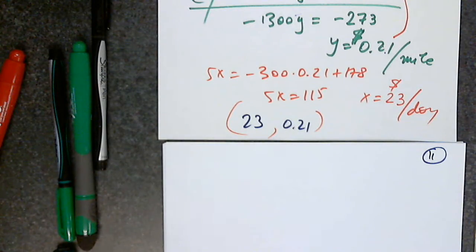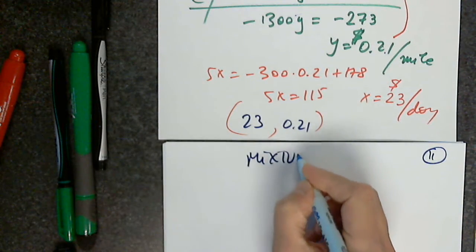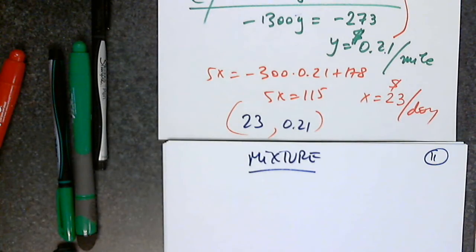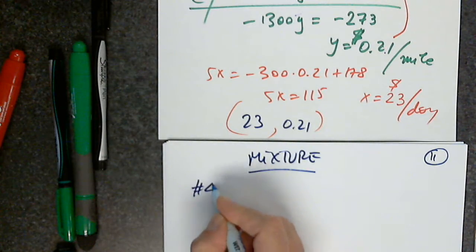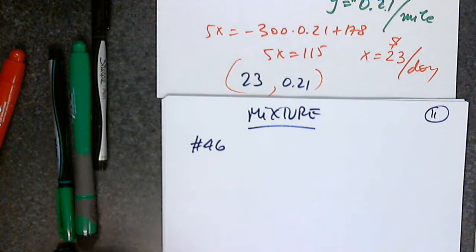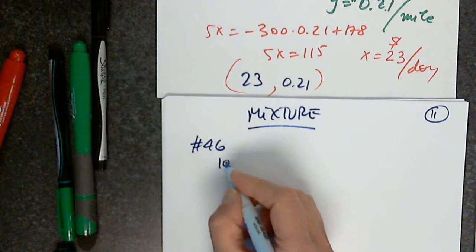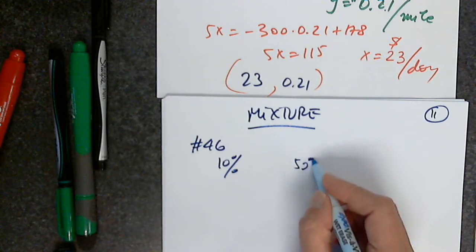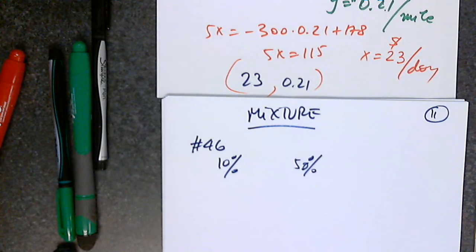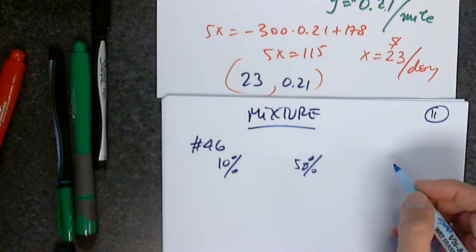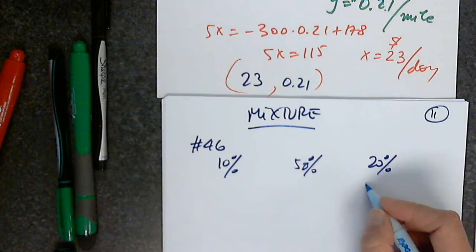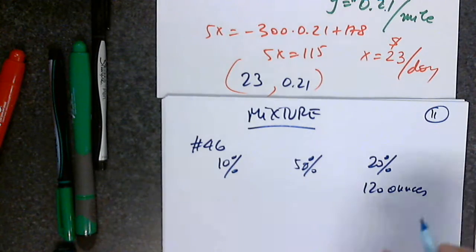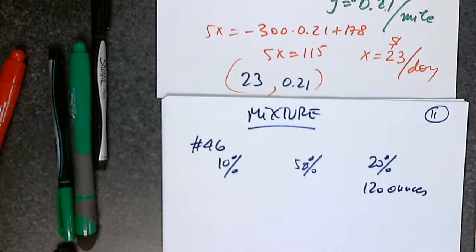Let's look now at a mixture problem, like problem 46. A 10% acid solution is to be mixed with a 50% acid solution to get 120 ounces of a 20% acid solution. How many ounces of the 10% and how many ounces of the 50% solution should be mixed?